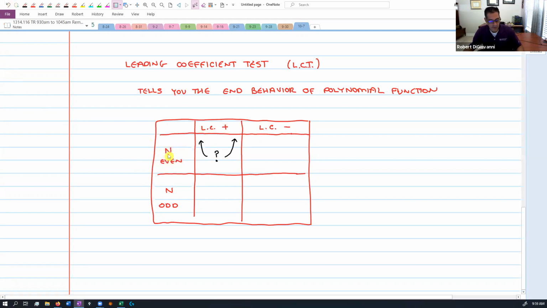Now, if you have an even degree and your leading coefficient is negative, then your left side is going to go down and your right side is going to go down, and in the middle we kind of don't know. The question mark is because these things wiggle around, right? So we don't really know yet what the middle looks like, but I can tell you what the ends look like. Then if you have an odd degree and a positive leading coefficient, your left side will go down, your right side will go up, and the middle will be a question. And then this last one is left side goes up, right side goes down, question.